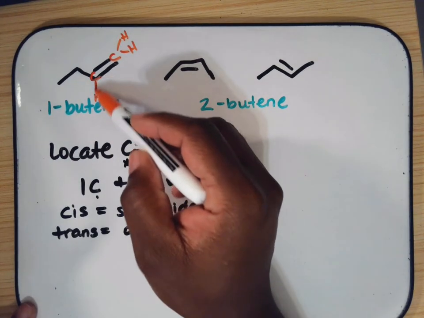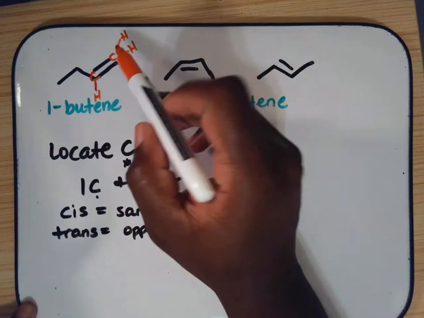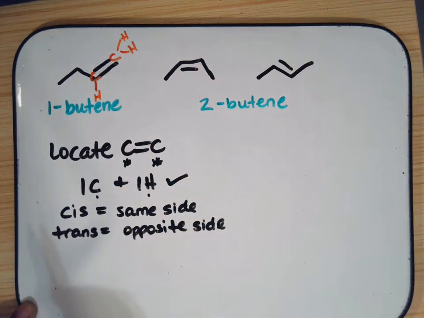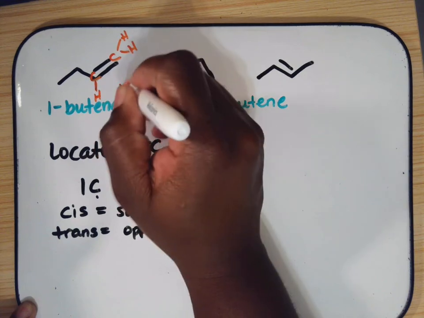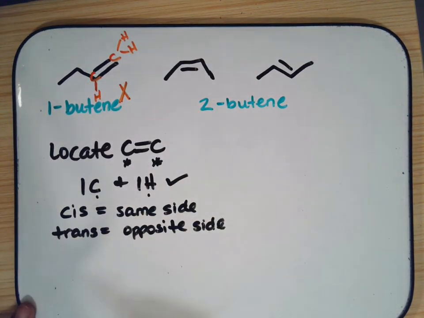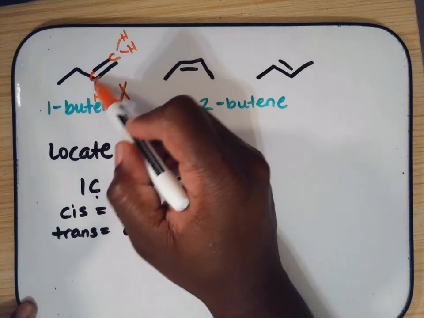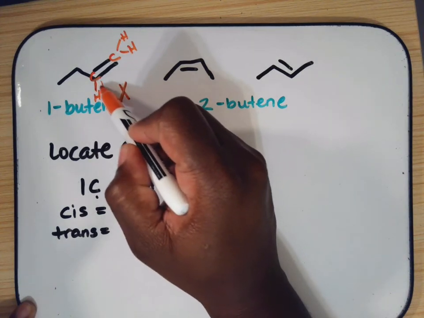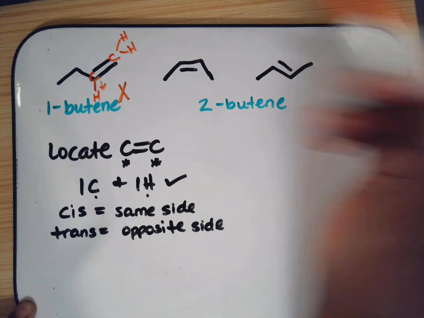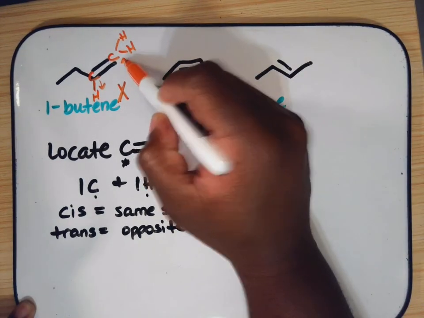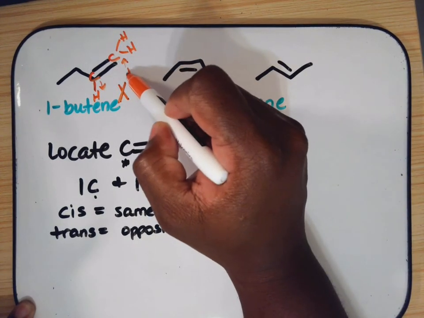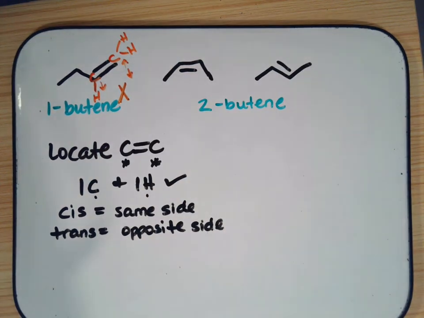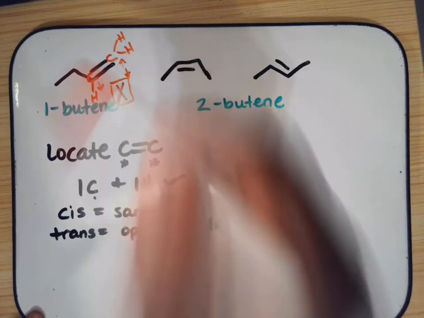Carbon 2 has exactly 1 hydrogen and 1 carbon, but carbon 1 only has 2 hydrogen. So with this one, we cannot indicate cis and trans. The reason why, if we're looking at the hydrogen, on carbon 2, we have a hydrogen that is pointing down below the double bond. On carbon 1, we have a hydrogen pointing above, which will make it trans, but we also have a hydrogen pointing below, which will make it cis. So looking at this particular molecule, this is saying that it is cis at the same time that it's trans. So instead, we would indicate it as neither.